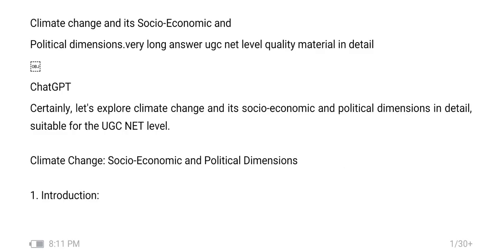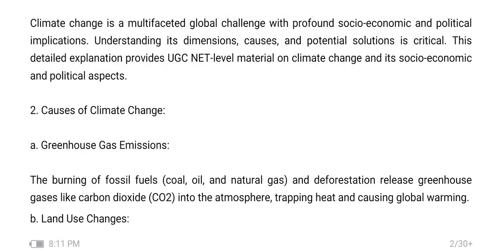Climate change, socio-economic and political dimensions. Climate change is a multi-faceted global challenge with profound socio-economic and political implications. Causes of climate change: greenhouse gas emissions. The burning of fossil fuels like coal, oil, and natural gas and deforestation release greenhouse gases like carbon dioxide into the atmosphere, trapping heat and causing global warming.